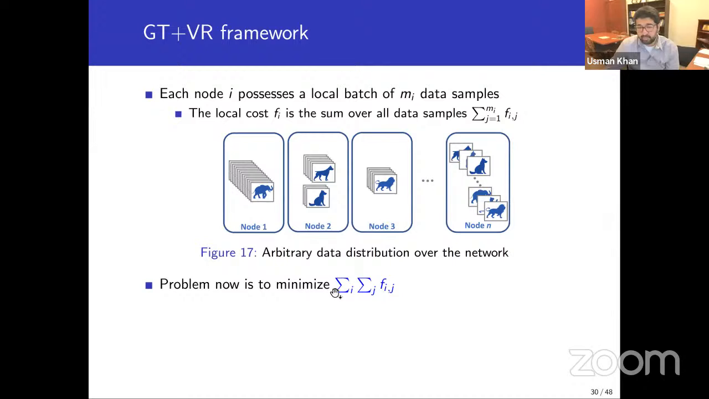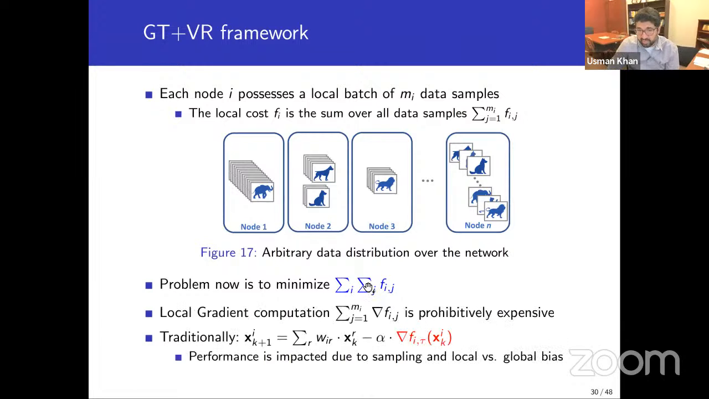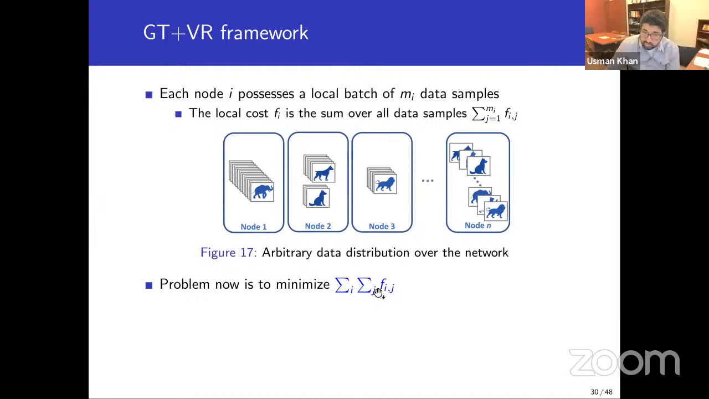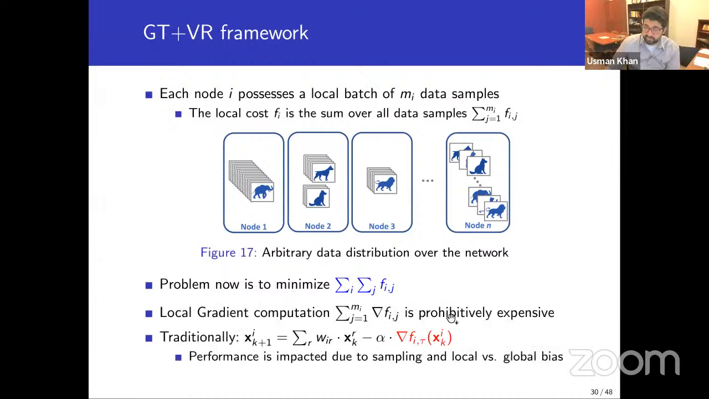And the problem now is to minimize the sum over all nodes i. And at each node, because we have batch data, each node has a cost function that goes over its local data samples that are indexed by j. Okay, so we have two kinds of sums going on. So you can imagine that if I build gradient descent based upon the local gradient, the local gradient in this case will be the gradient of this entire second sum over j. But that's going to be prohibitively expensive, because if I have 1 million images on my machine, I cannot compute all these gradients of high resolution images. So local gradient computation is expensive.